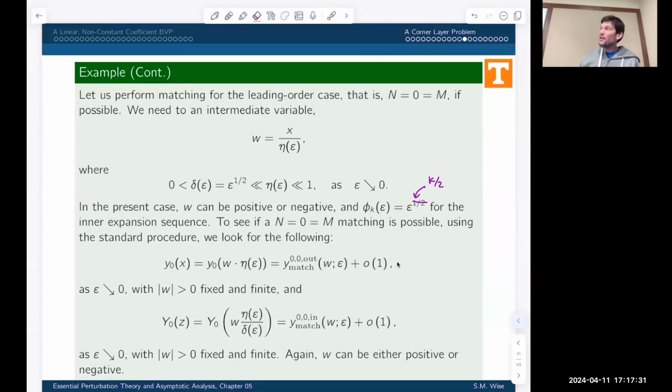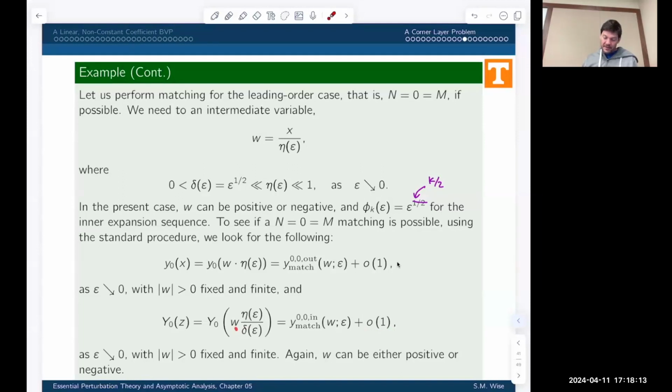All right, so let's try the standard procedure. Let's try to match n equals 0, m equals 0, and we'll find actually we fail. So if we try to match that one, what do we get? For the outer solution, as usual, we replace x with w times eta. We expect to get the outer match function plus an order 1 term. Same with the inner: if we replace z by w eta over delta, and we know delta is epsilon to the 1/2 power, we should get the inner match function 0, 0 plus an order 1 term.